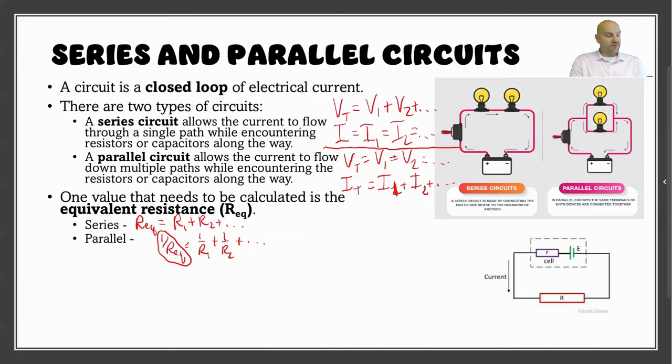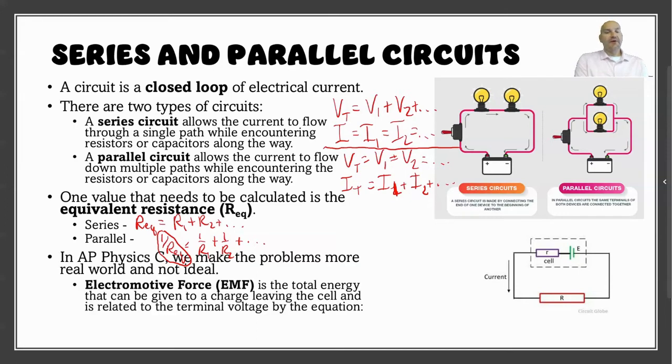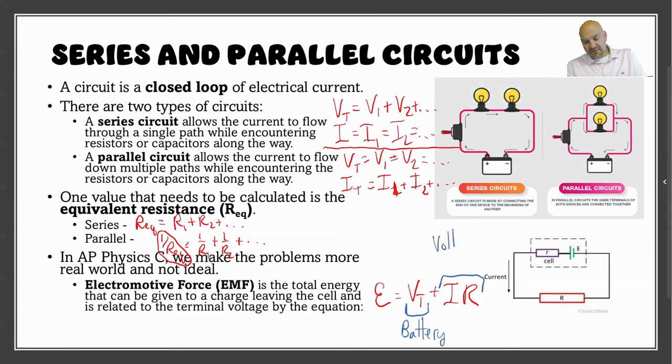When we do these, just to introduce them, we make the assumption that the battery has no internal resistance. But in real-world situations, a battery will have internal resistance. What we call it is the electromotive force, the total energy given to a charge leaving the cell, and it is related to the terminal voltage by an equation. The electromotive force equation is E, or epsilon, equals VT plus Ir. These all equal voltage: this is the battery voltage, like 9 volts, but this is the voltage caused by the internal resistance.